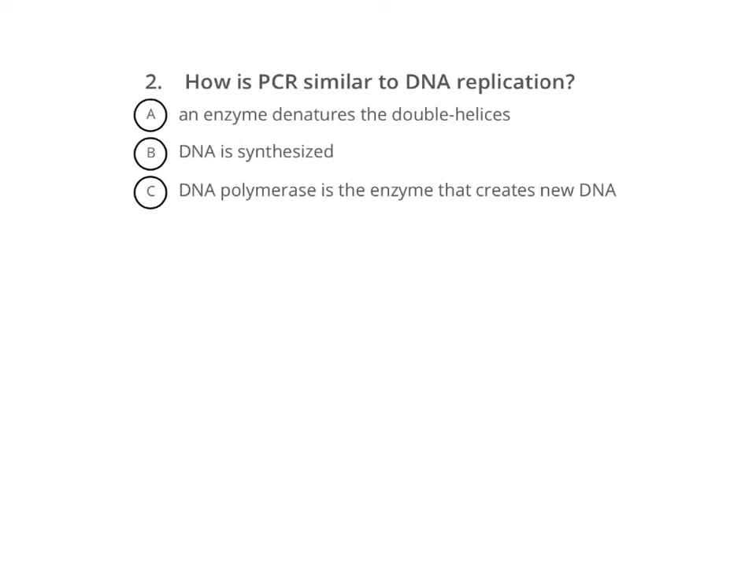So what does the unwinding of double-stranded DNA in PCR? Heat. Good. Remember, there are two ways you can break double helices. You can either use helicase, the enzyme that unwinds DNA, or you can increase the temperature, which we've talked about quite a bit, to cause a double-stranded DNA molecule to become two single-stranded molecules.